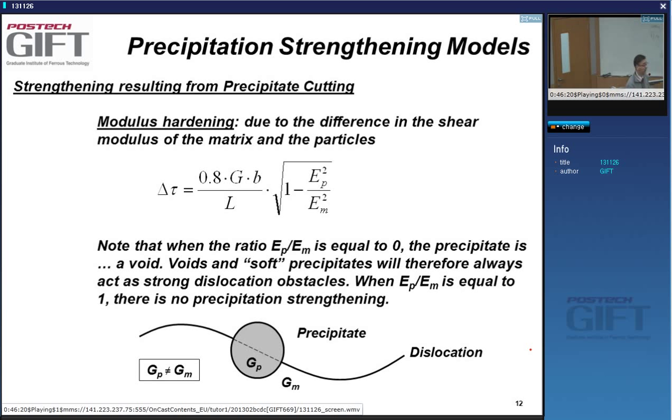And the formula we'll derive gives us delta tau, that's the strengthening effect from a precipitate which has a different modulus from the matrix. It's 0.8 G times P divided by L, and then the square root of 1 minus the ratio of the precipitate Young's modulus divided by the matrix Young's modulus, squared. So if you look at this formula, you can already see something very interesting. First of all, if EP, the precipitate modulus, is equal to EM, there's no hardening. Okay, that's obvious.